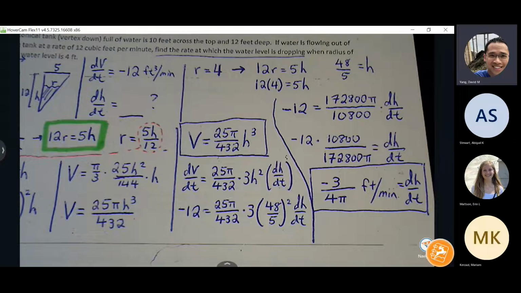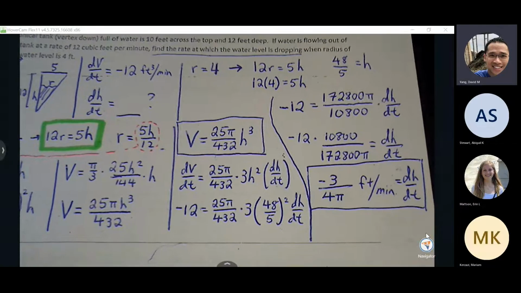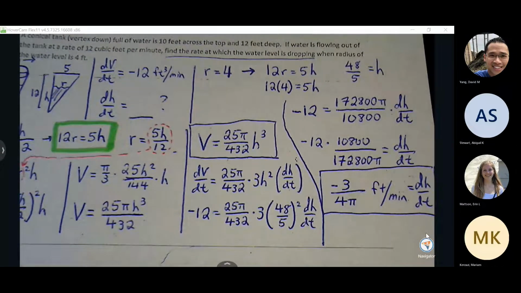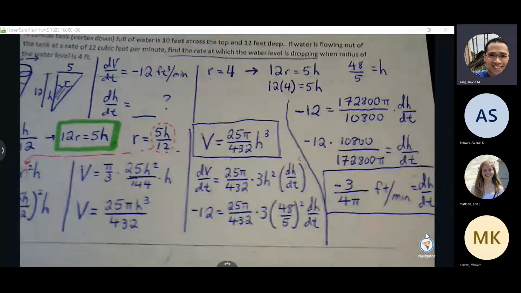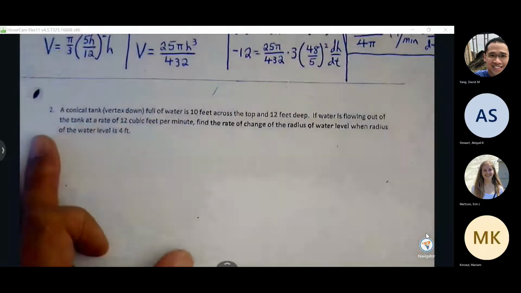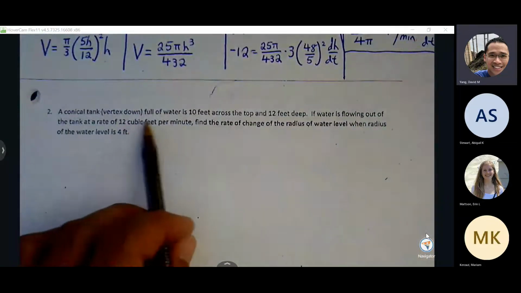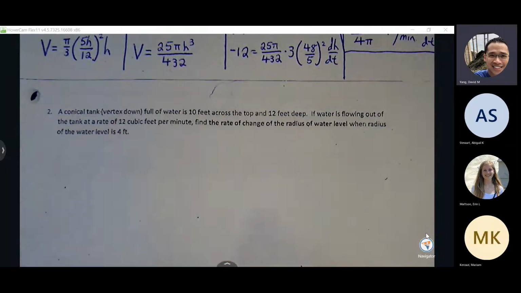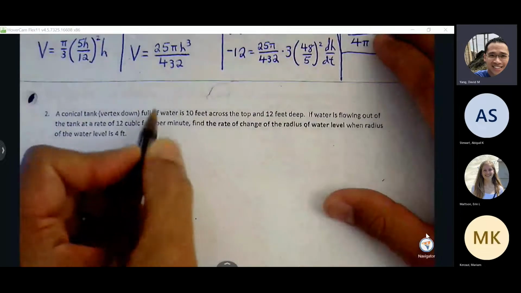Okay, so moving on to number two. Number two is related, and it will be a little faster now that we have this information from part A. Well, this is a good part, number two here. Same scenario, conical tank, vertex down, full of water, 10 feet across, 12 feet deep. If the water is flowing out of the tank at a rate of 12 cubic feet per minute, find the rate of change of the radius of the water level.